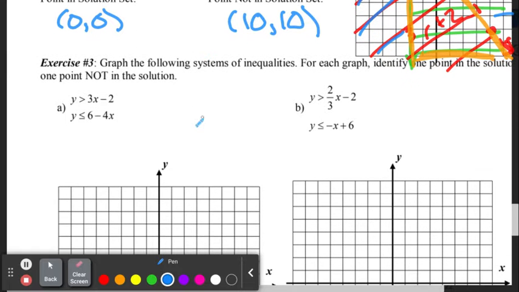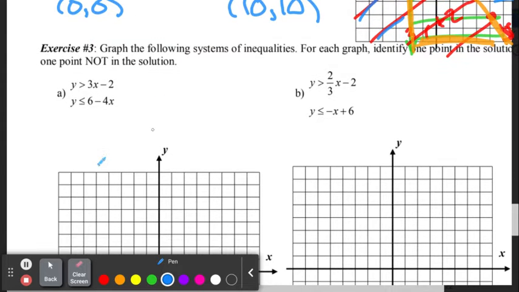So what you guys have to do now is graph these two problems. I'll come back in a minute and you can check your work.